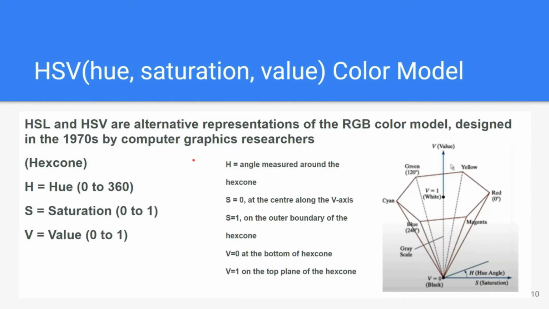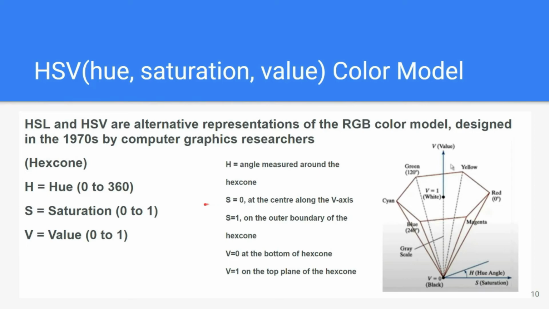The next color model is the HSV color model. H stands for hue, S stands for saturation, V stands for value. HSL and HSV are alternative representations of the RGB color model. It was designed in the 1970s by computer graphic researchers. Every color model represents a shape. This HSV model represents a hexagon. Here in this image, this shape looks like a hexagon above, and below there is a cone shape. So it is called a hex cone.